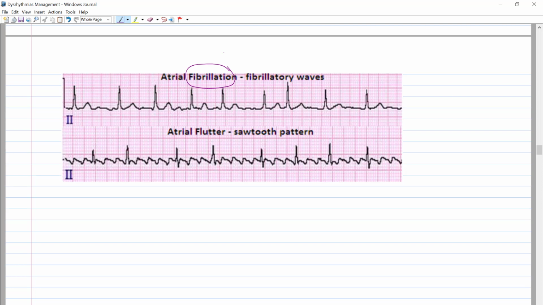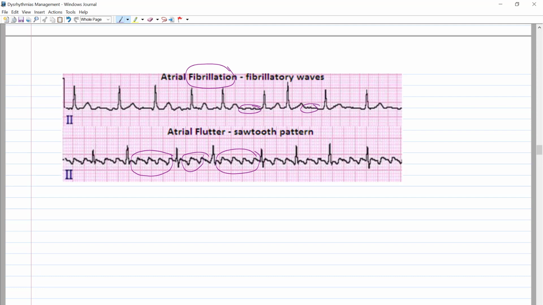Now with AFib, as you can see here, look at your P waves here. That's fibrillatory waves. When you look at atrial flutter, look at that. It's sawtooth pattern. So in NCLEX or even with your exams, if you're trying to identify either it's AFib or A-flutter, look at their P wave. If it's very prominent and it's sawtooth, that's a flutter. If it's very small, it's fibrillatory waves, that's AFib. So what do we do with AFib and A-flutter?